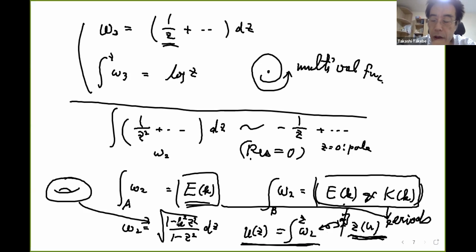Actually, in this case, we have a second order pole, and therefore we cannot rule out the existence of the inverse function by such arguments.